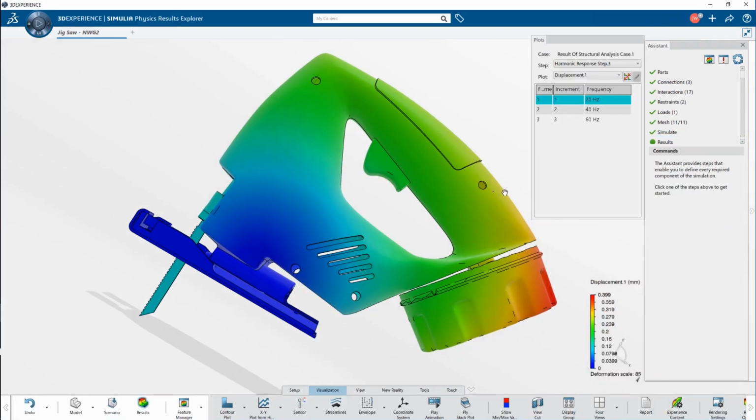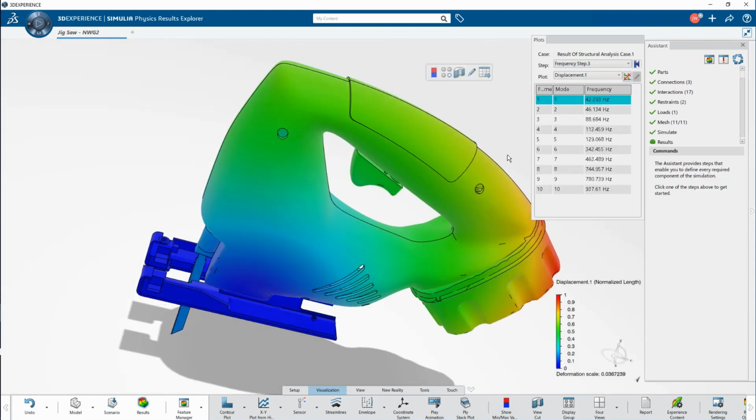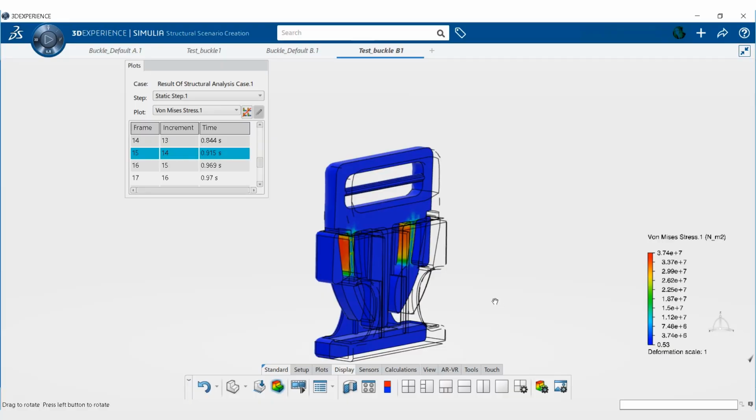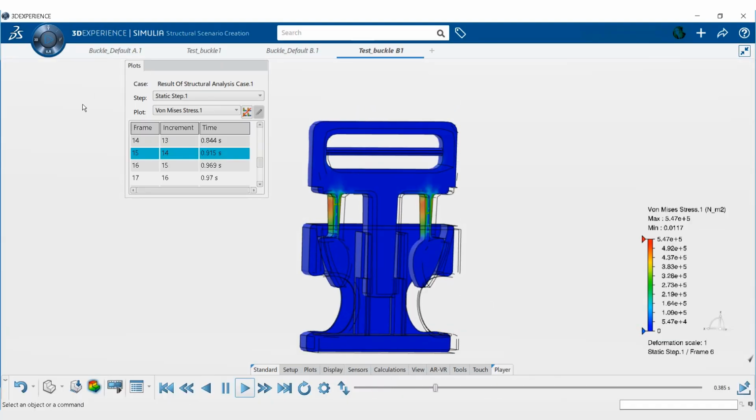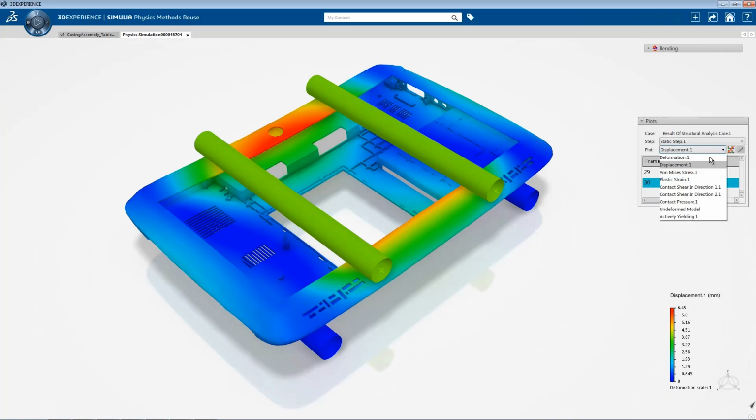Dassault Systèmes SIMULIA's Structural Performance Engineer role was created to fulfill this exact need, to provide designers and design engineers with unique, intuitive product engineering solutions so they get the technical insight they need at the right time for making informed decisions.